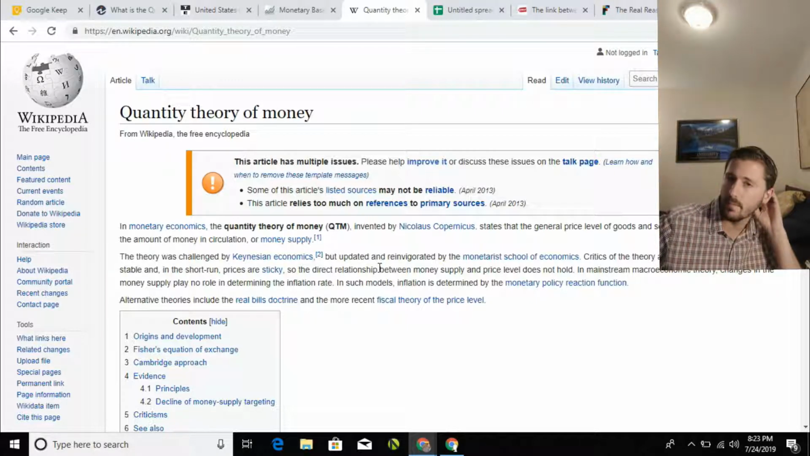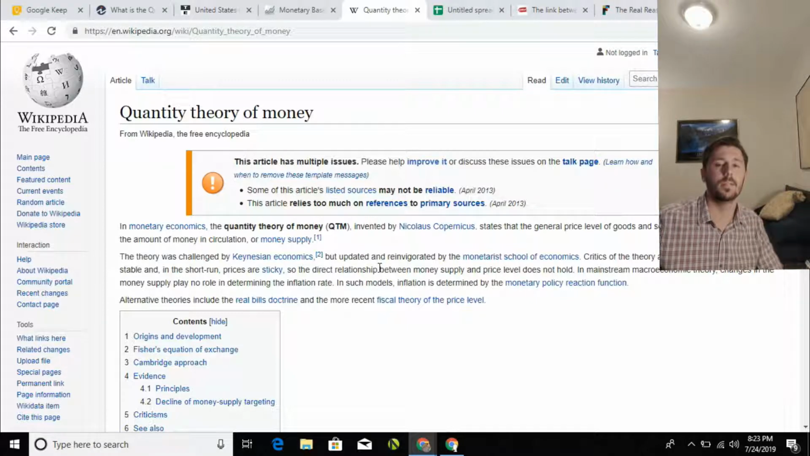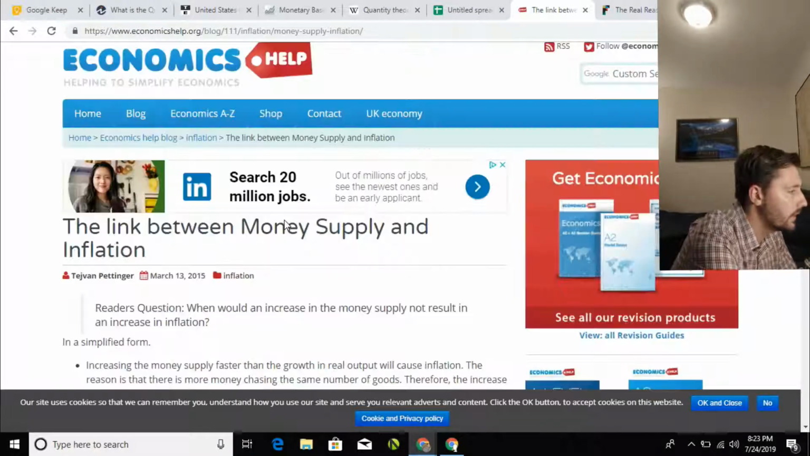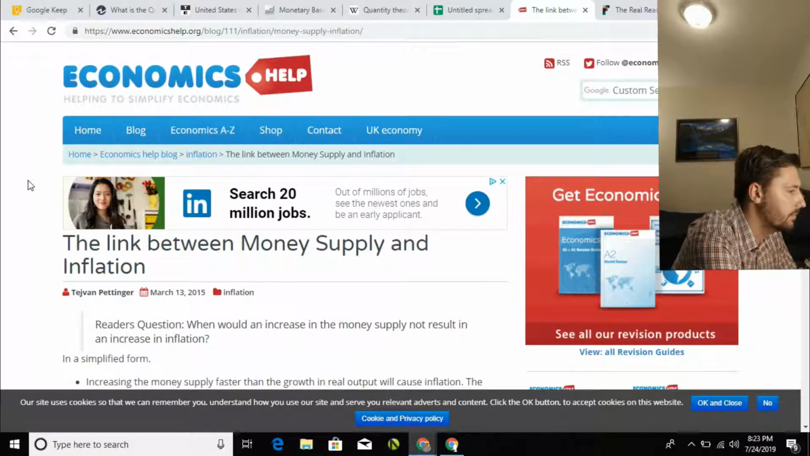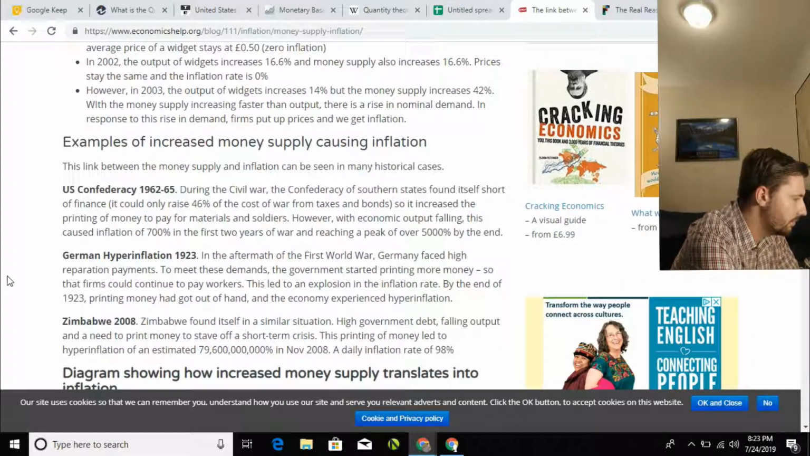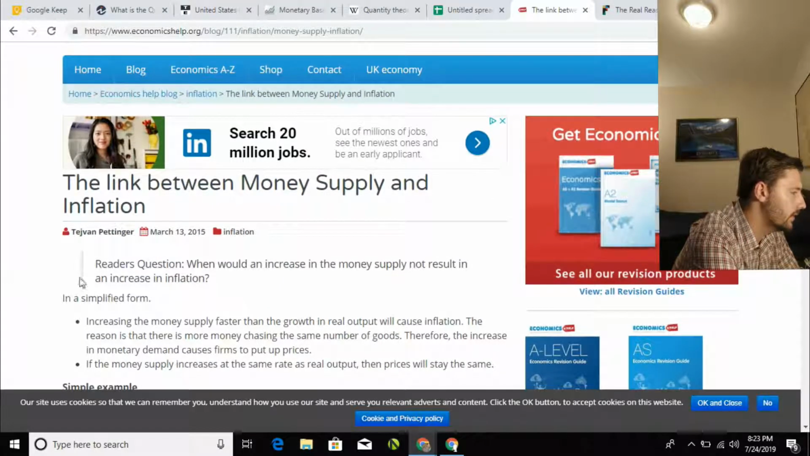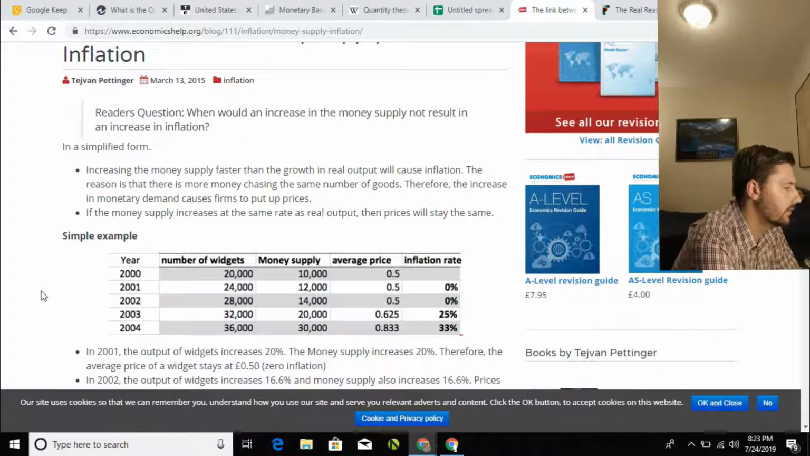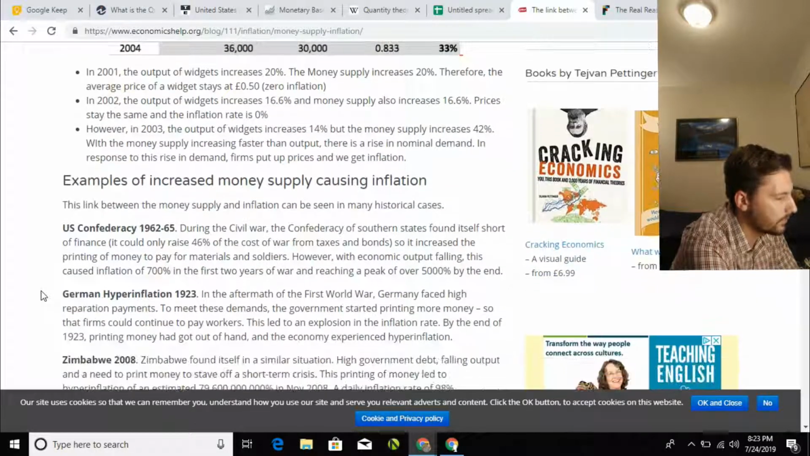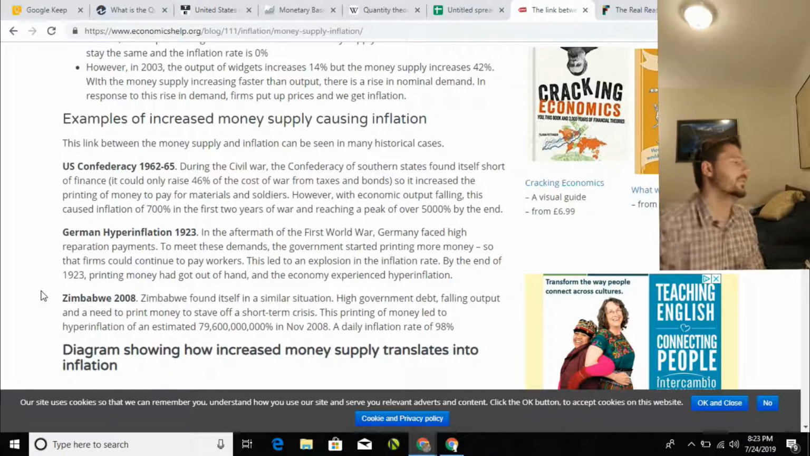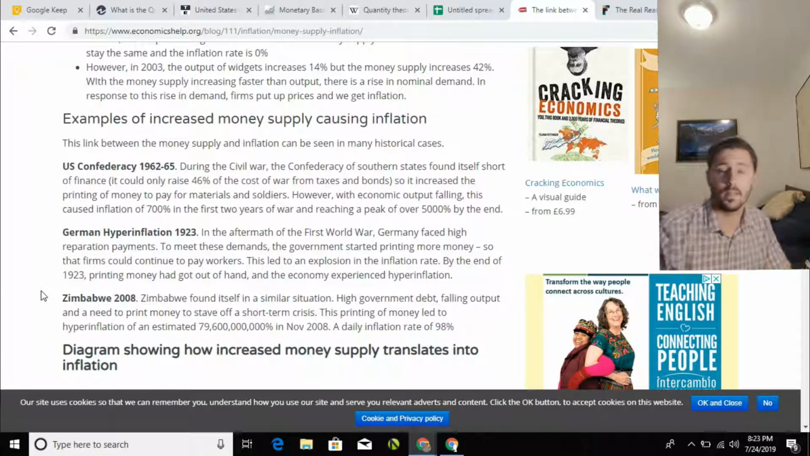And so the first thing we'll go into here, which this link here really showed very well, economics.help. This guy, Tejvan Pettinger, in 2015, basically talks about the link between money supply and inflation. Now, increasing the money supply faster than the growth in real output will cause inflation. Yeah, we do know that. Examples of increased money supply causing inflation, because according to the classical model, if you increase the money supply too much, you will cause inflation, that will cause an economic failure. And there's evidence to back that up.